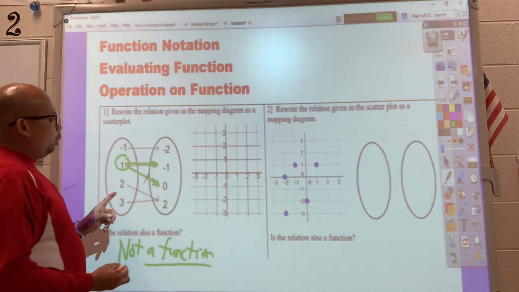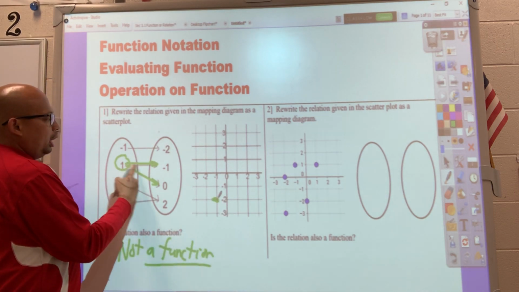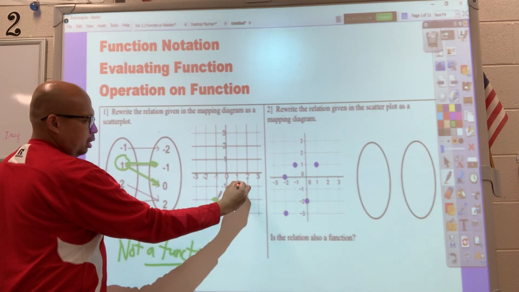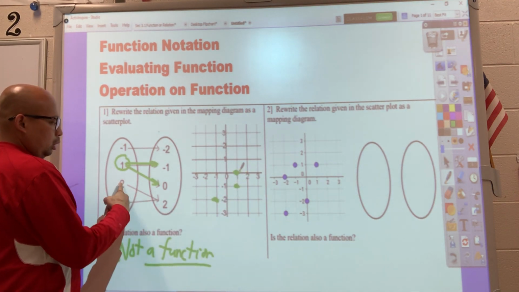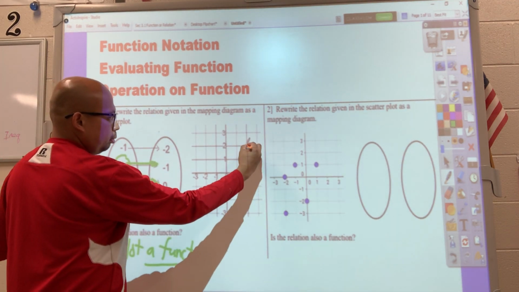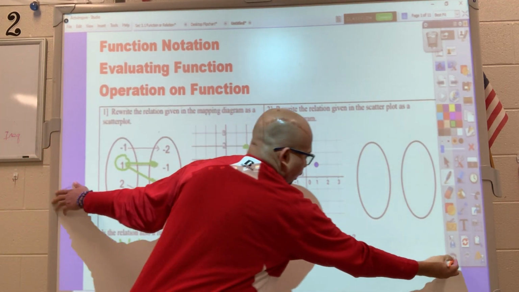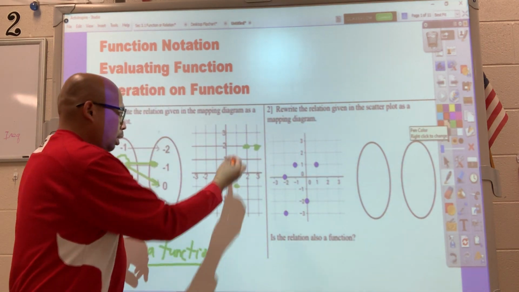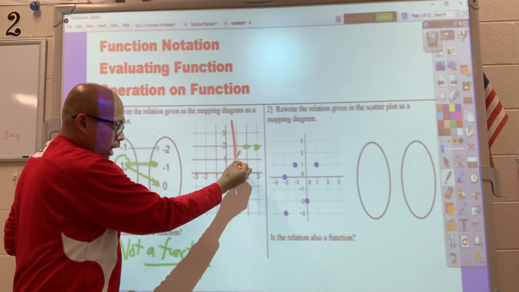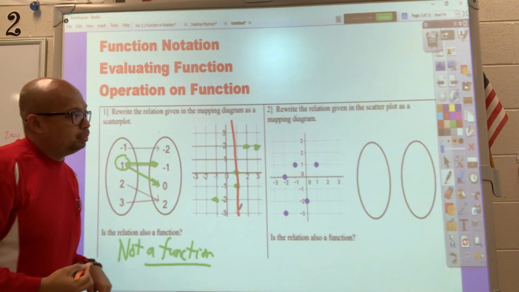Or if we plot the points, -1, -2 is right here. 1, -1 right here. And 1, 0 is right there. 2, 2, 3, 2. Using the vertical line test, we know that a vertical line will cross more than one point here. That makes it not a function.